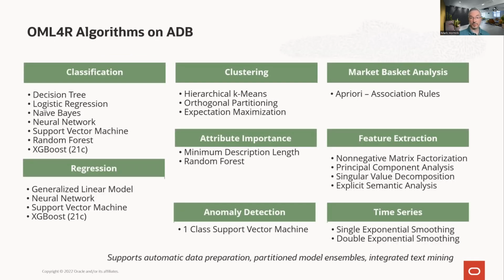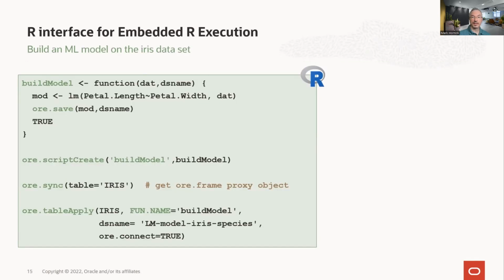Here's the set of algorithms supported in OML for R on Autonomous Database. Note that users can also take advantage of automatic data preparation, partitioned model ensembles, and integrated text mining through the same API. Let's take a look at embedded R execution from the R and SQL APIs' perspective.